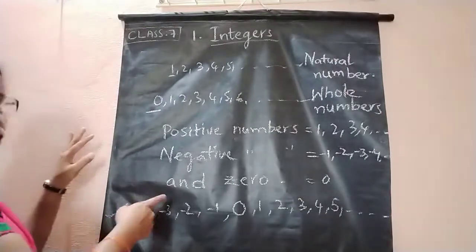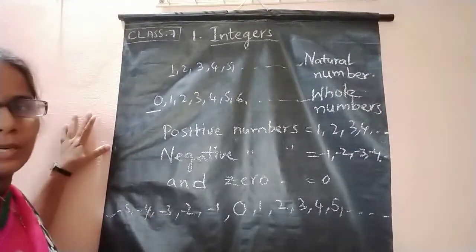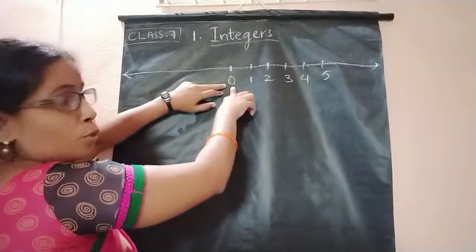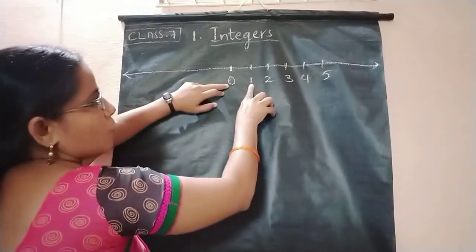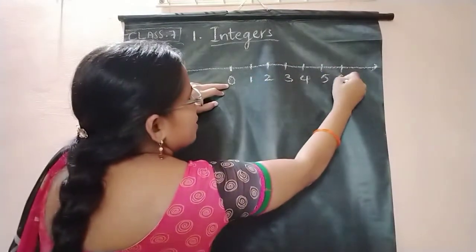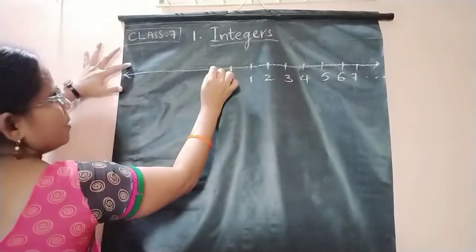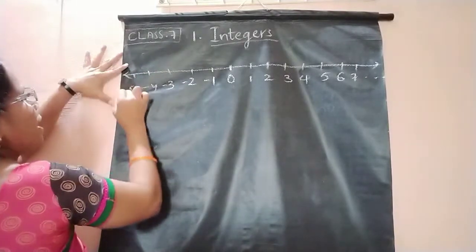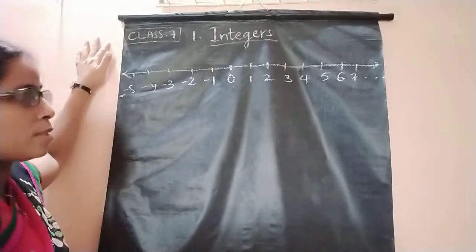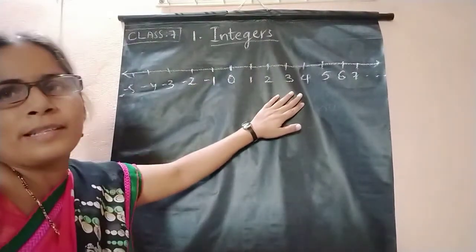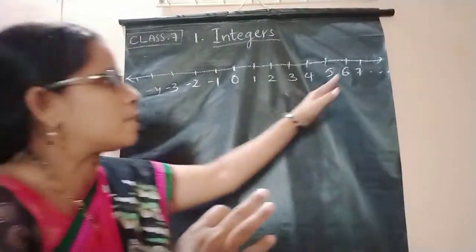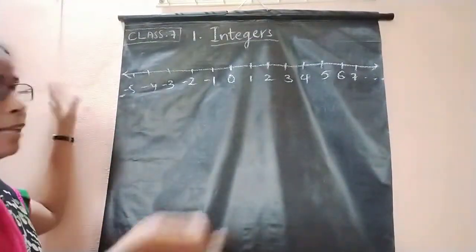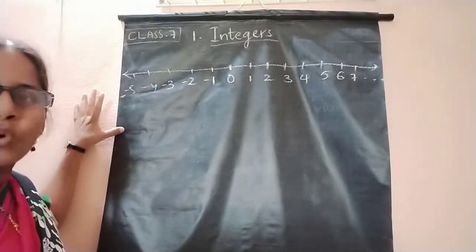So, how can you show these numbers on a number line? On the number line, with 0 in the middle, the right side of 0 has the positive integers: 1, 2, 3, 4, 5, 6, 7 and so on. The left of 0 has minus 1, minus 2, minus 3, minus 4, minus 5 and so on. Which is the greatest number in integers? We can't identify it. Which is the smallest integer? We can't say.